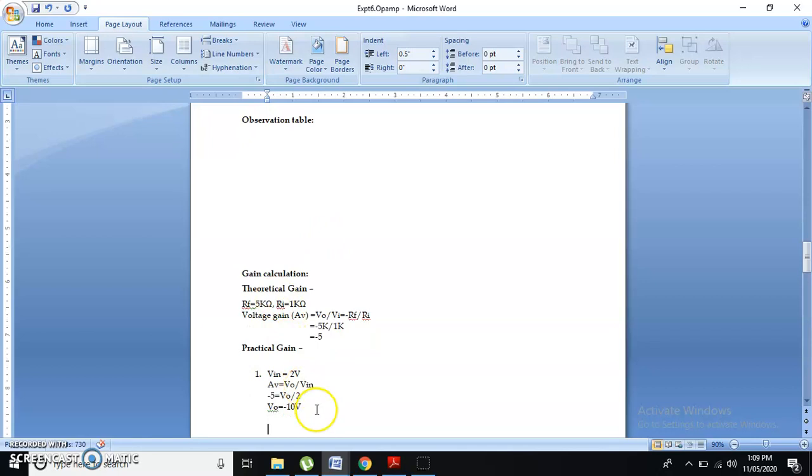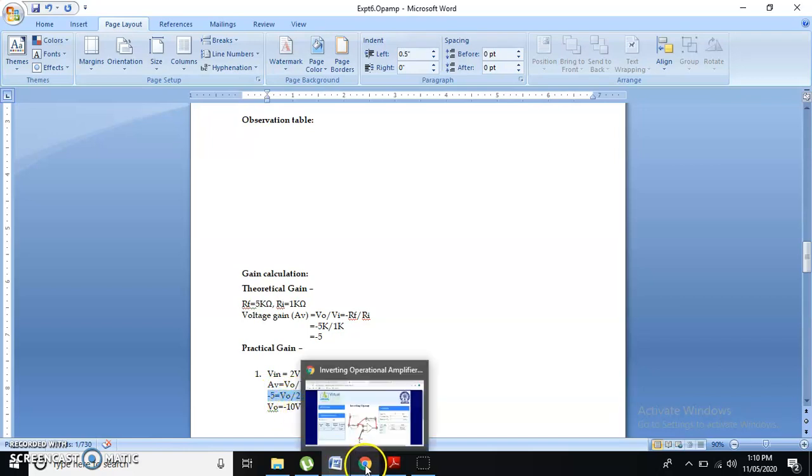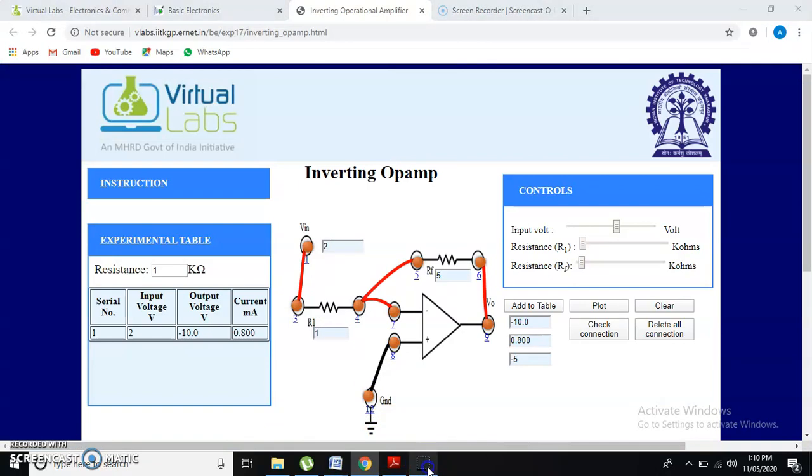Likewise, you will have to go on finding the output voltages. So, understood how I have written this? Input voltage is adjusted to 2 volt. The gain obviously set was minus 5. Therefore, minus 5 is equal to VO by 2. This 2 will be on this side in multiplication. Minus 5 into 2 is minus 10 volt. Right? So, this way I have it.